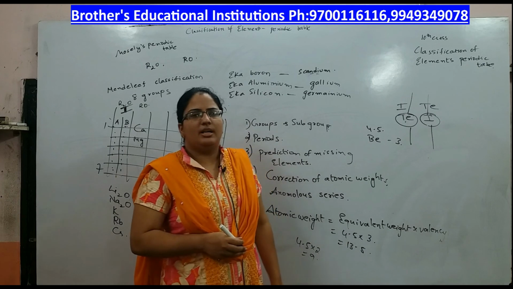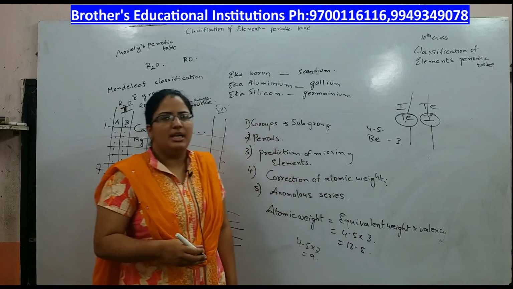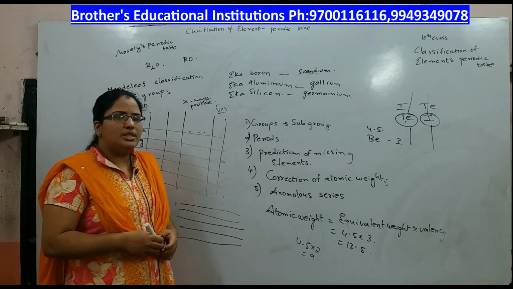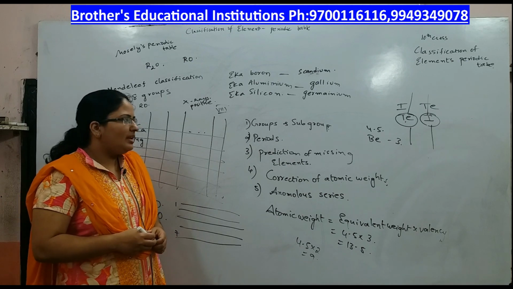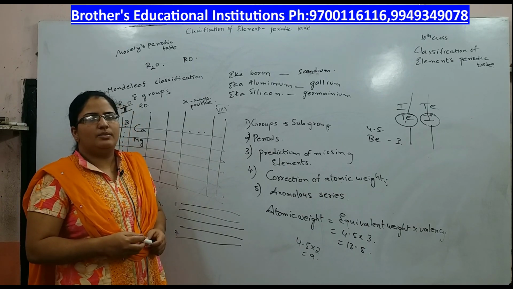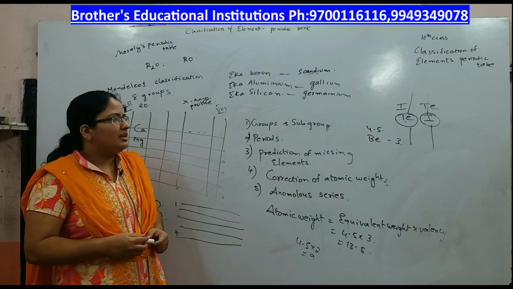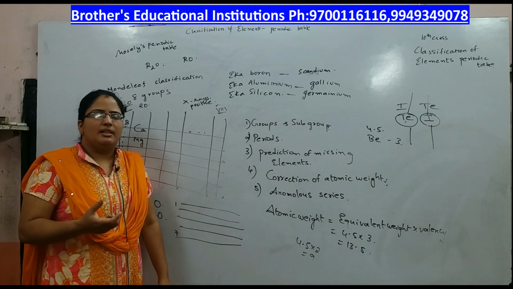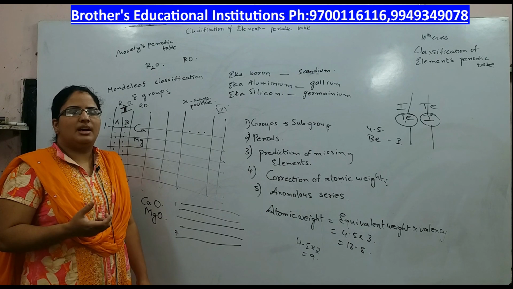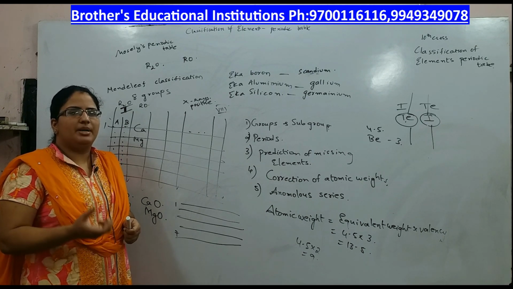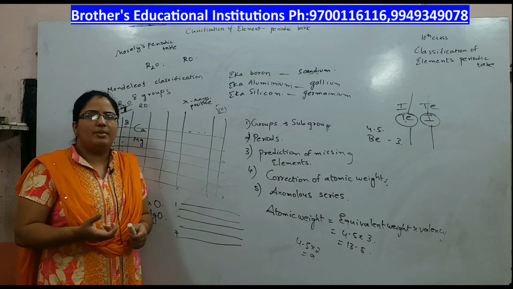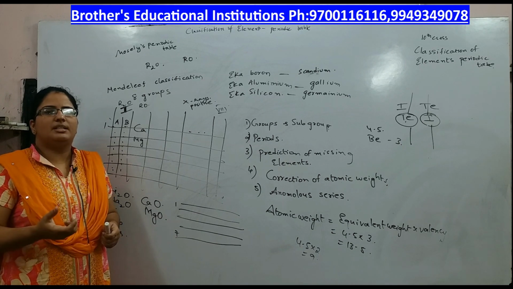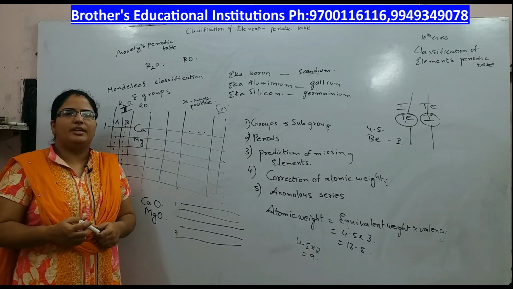So Moseley's periodic table is called the long form of the periodic table, and Mendeleev's periodic table is called the short form. In Moseley's periodic table, he arranged the elements in 18 groups and 7 periods. The statement goes like this: the physical and chemical properties of elements are a periodic function of their atomic numbers. That means if you arrange the elements in the increasing order of atomic number, after certain intervals the properties of the elements repeat themselves. That is the meaning of the statement.